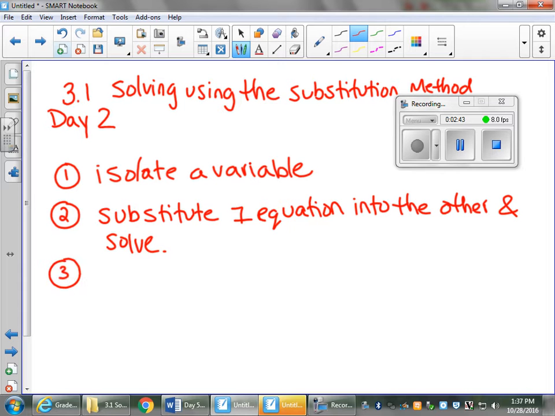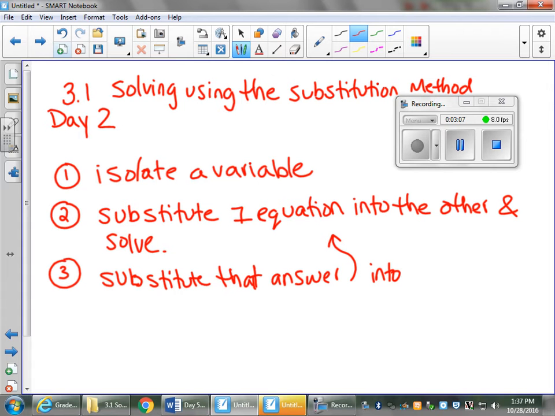So step 3, you have to substitute that answer that you got in step 2 into any equation you want and solve for the other variable.